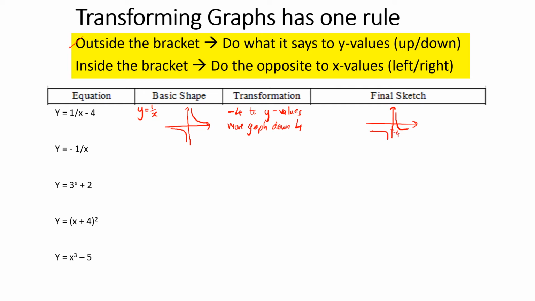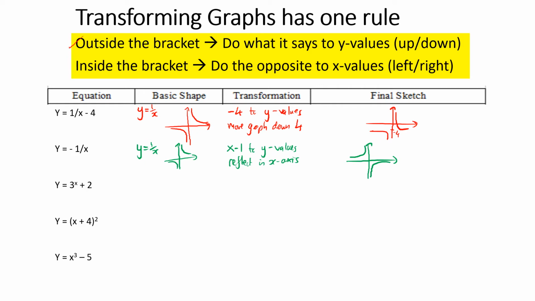Okay, what about the next one? y equals minus 1 over x. So again, we are starting with the reciprocal graph. We are going to do exactly what it says because there's no bracket, so we're going to times the y values by minus 1. What that does is it will reflect in the x-axis, because all the positive y values will become negative y values. What will that look like? Well, it'll look like we reflected it in the x-axis. So our positive values become negative and vice versa.